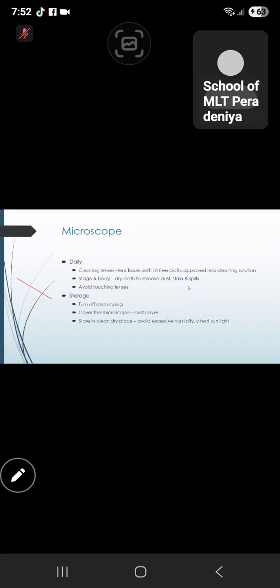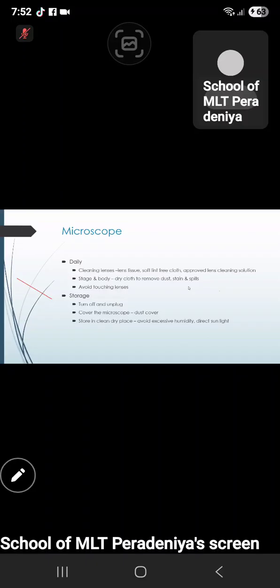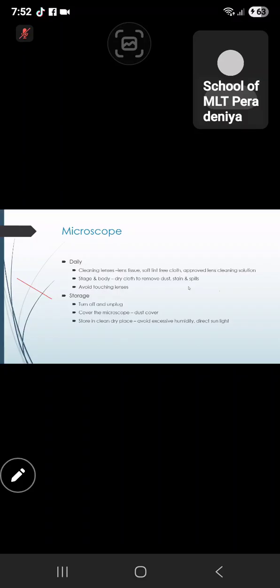So normally we have to clean the lenses daily. We can use lens tissue, or we can use a lint-free cloth, right? It is similar to the cloth that we use for cleaning our specs. So that lint-free cloth is good. That is one maintenance task we have to do daily. And for that, it is better to use the manufacturer's lens cleaning solution rather than what we prepare in our lab. It's better to use the manufacturer recommended solution.